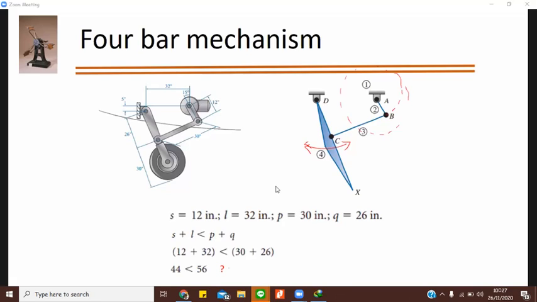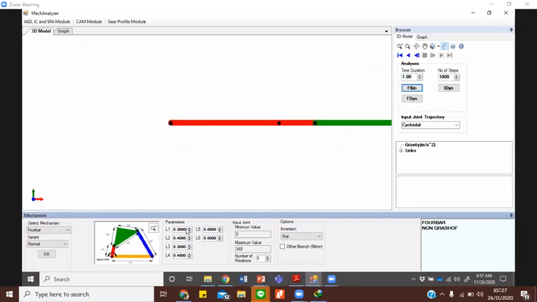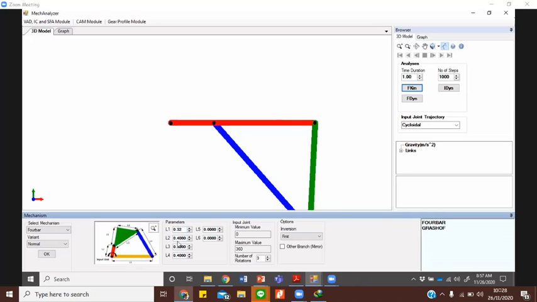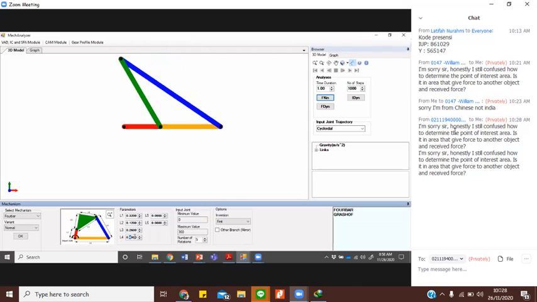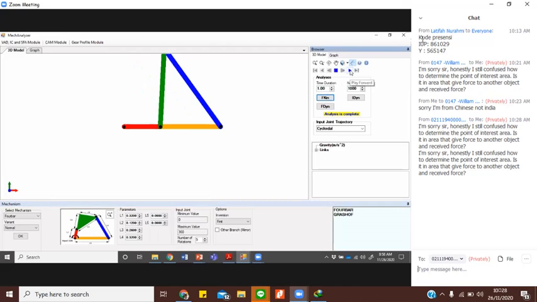Okay. So we have link 1 as 12, link 2, link 1 we will consider as 32, link 2 is 12, link 3 is let's say 26, and link 4 is 32. Okay, so let's see what kind of motion you are getting here.